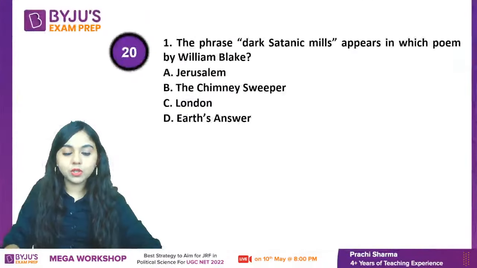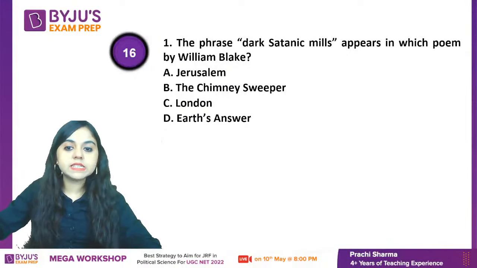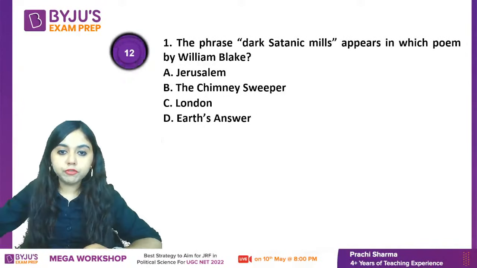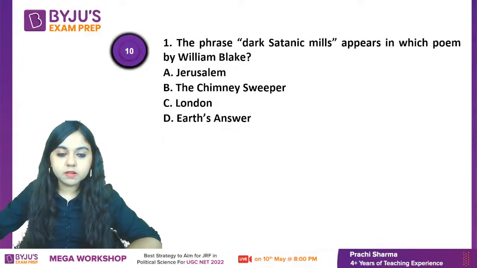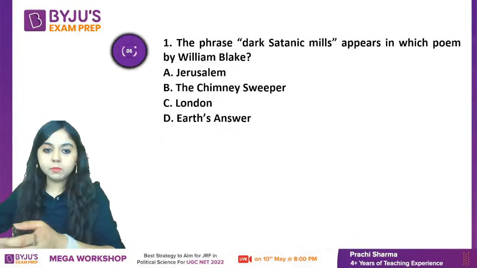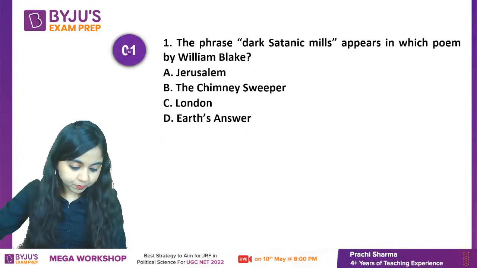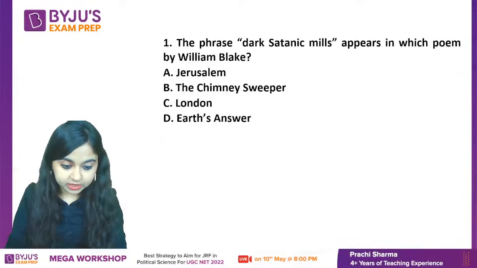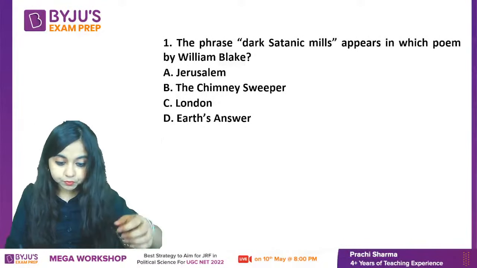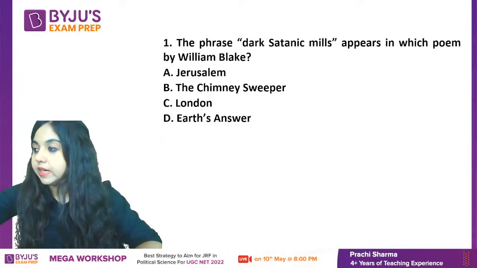Here we start with your Sunday Express. This is a really simple question. The phrase dark satanic mills. The question asked is: the phrase dark satanic mills appears in which poem by William Blake? In which poem are we able to see this phrase, the dark satanic mills, appearing? In which work or writing is the writer talking about this?